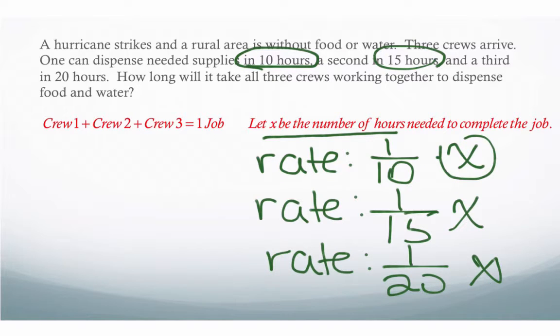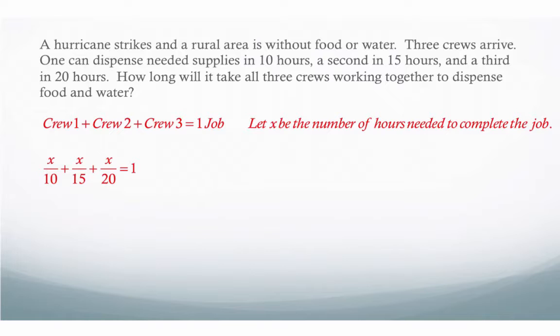So my equation here is going to be x over 10, the rate of the first crew, plus x over 15, the rate of the second crew, plus x over 20, the rate of the third crew, and it's going to equal 1 because we have one job that's being completed here.